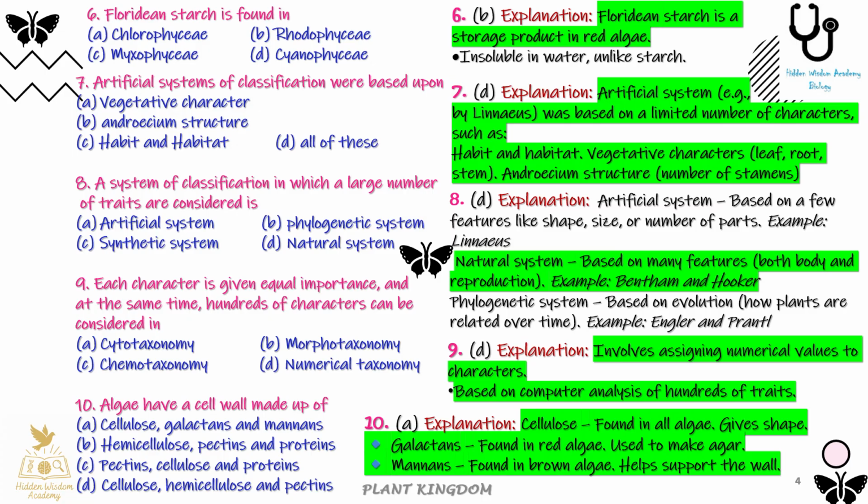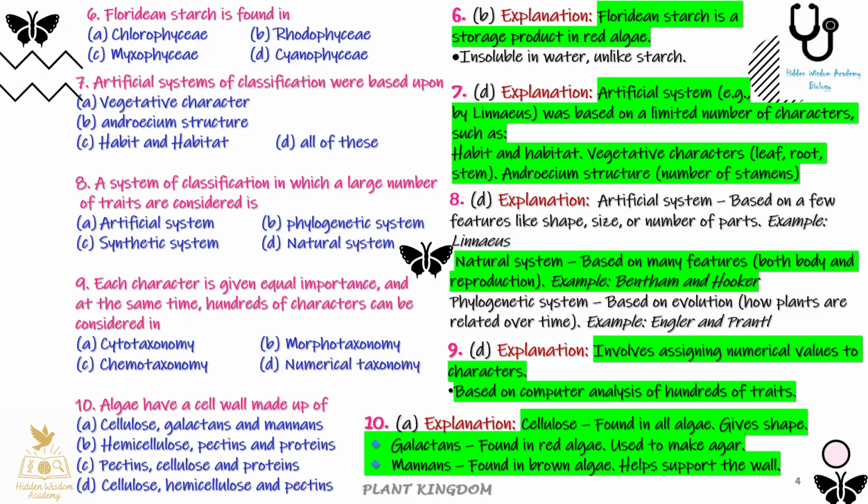Question 10. Algae have a cell wall made up of. Option A, cellulose, galactans, and mannans. Option B, hemicellulose, pectins, and proteins. Option C, pectins, cellulose, and proteins. Option D, cellulose, hemicellulose, and pectins.